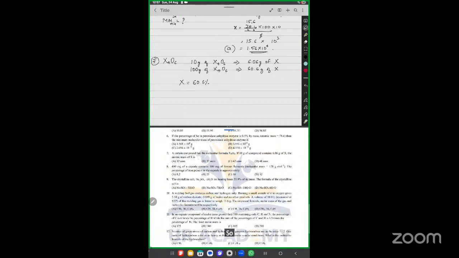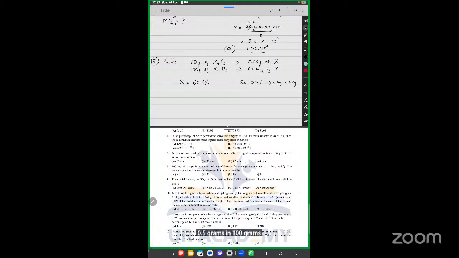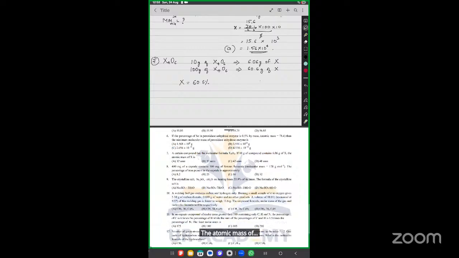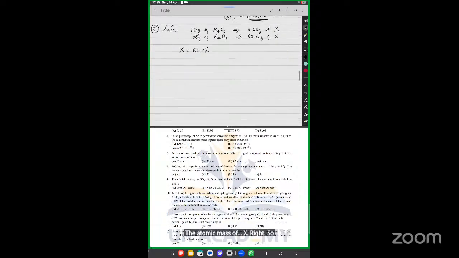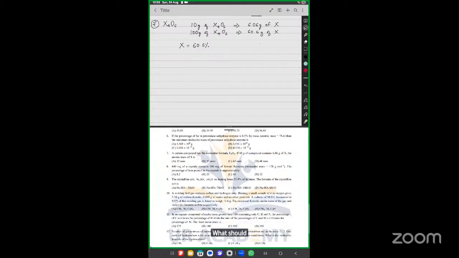So I know that what did I write for selenium? In selenium, I wrote for 0.5% as 0.5 grams in 100 grams. Correct. Similarly, so 60.6 grams in 100 grams of the compound is 60.6%. Correct. So now I have to find the atomic mass of X. Right. So how do you find? Can you? I have already given you the clue. Can you guess what should be done keeping the percentage?